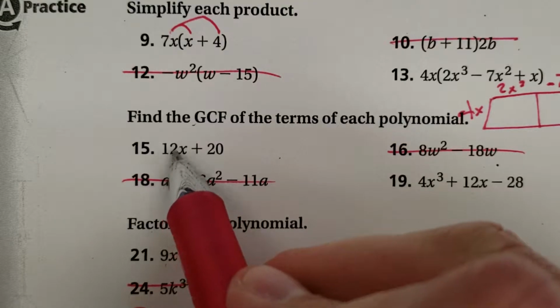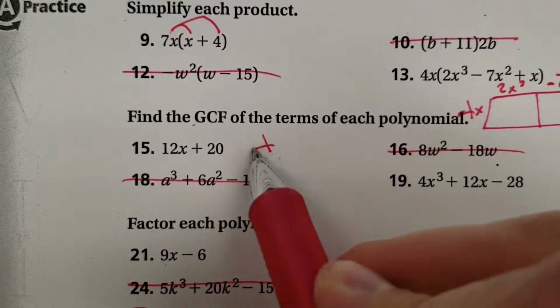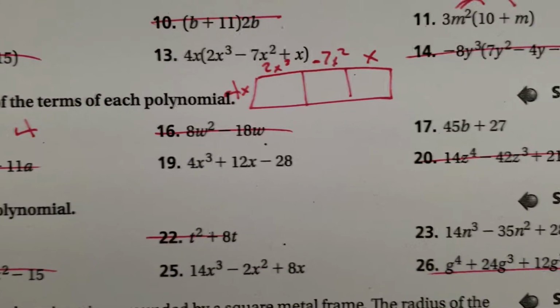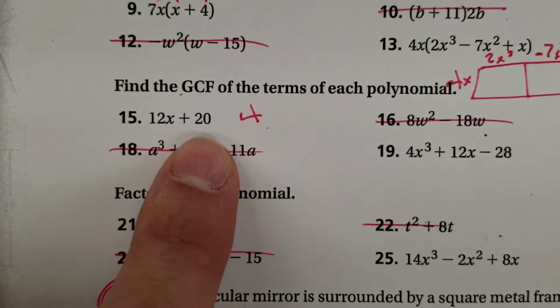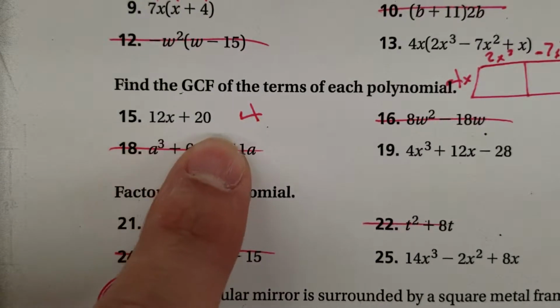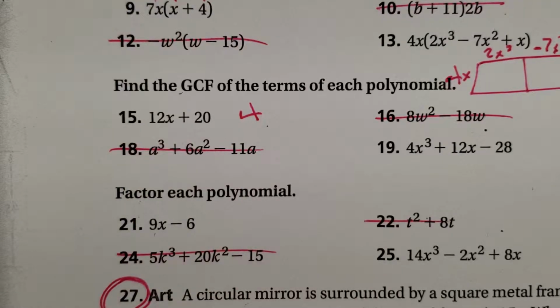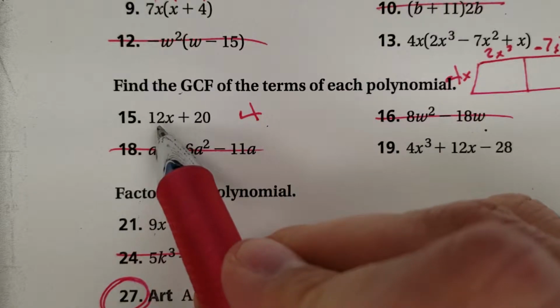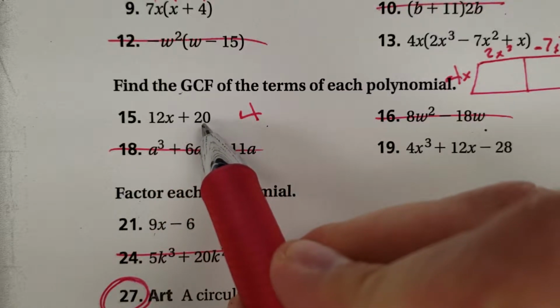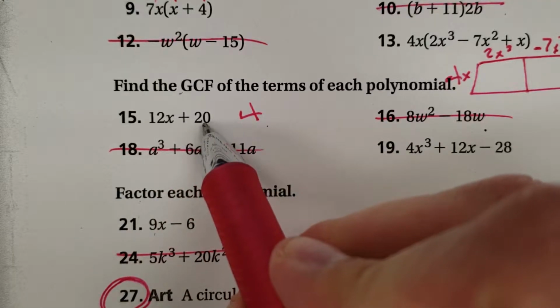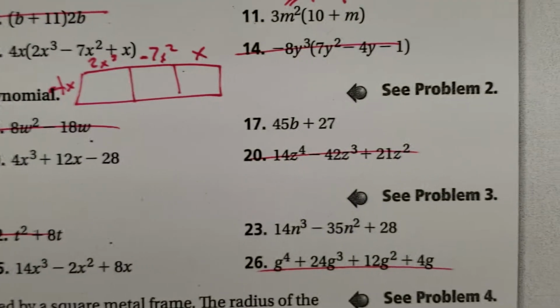GCF, the most you could take out of a 12 and a 20 is probably a 4. That's what I'm guessing. Yeah, now, what about the x? Does the 20 have an x? No. That's why you can't divide by an x, because it doesn't even have one, okay? That would be like trying to divide this by 6, and you're like, whoa, 20 doesn't have anything in common with 6. I can't divide it by 6. I'd make a mess. Exactly. That's why it's 4. Okay, here we go.